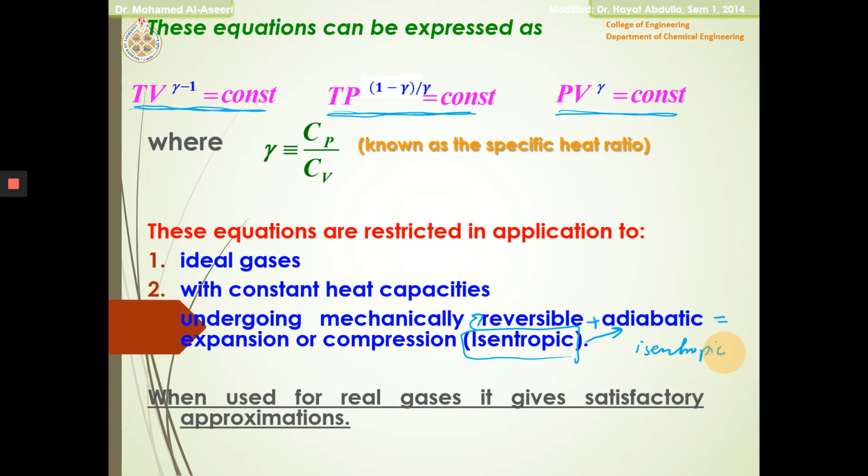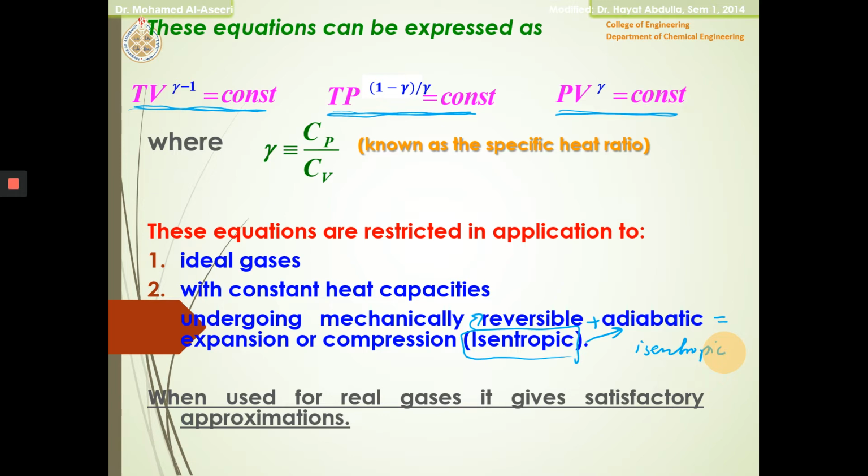Now, can I use this for real gas? It says here that if you use it for real gas, it gives satisfactory approximations, but you will get deviations. So we can use it, but it gives satisfactory approximations according to what Smith mentioned. Okay, so what we have done so far.